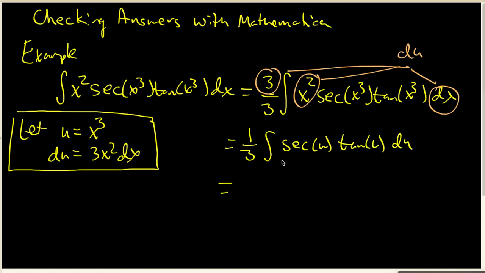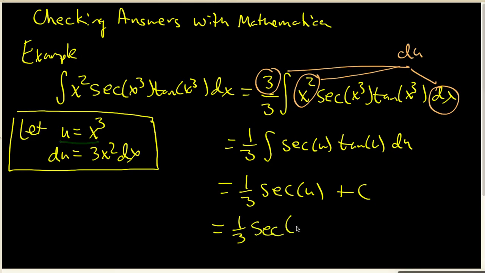I know that the antiderivative of secant of u times tangent of u is the secant of u. So my integral is going to be 1/3 times the secant of u plus any constant that I want to add. Then finally, to get to my final answer, I remember that u itself is x cubed, so this secant of u is actually the secant of x cubed plus c.